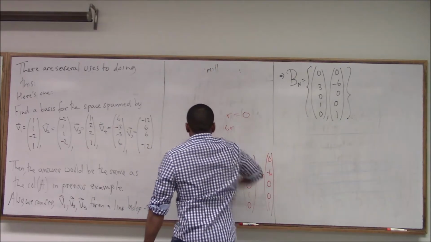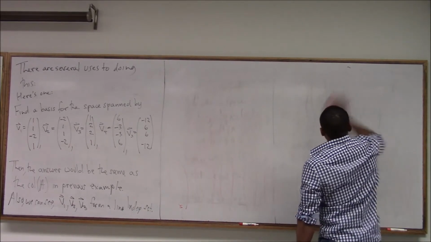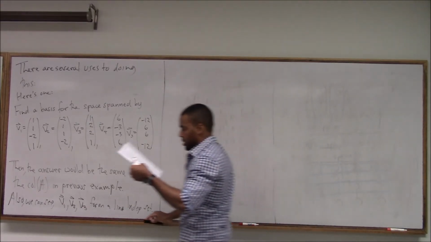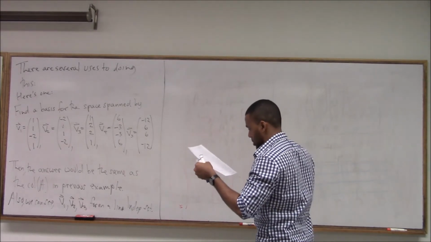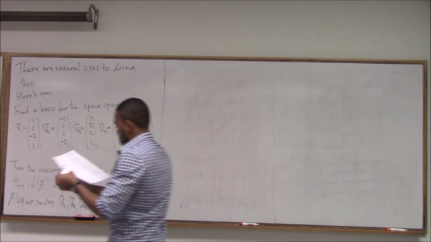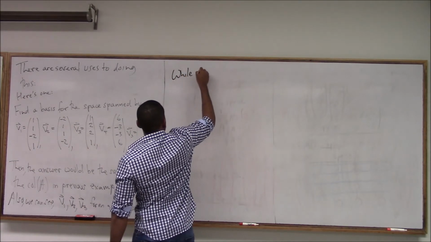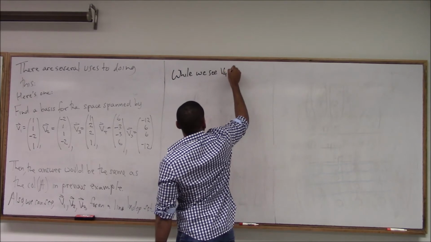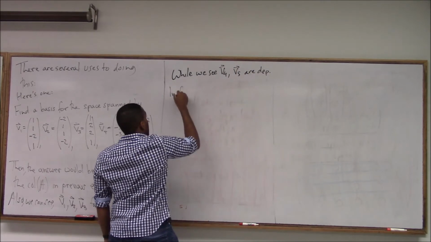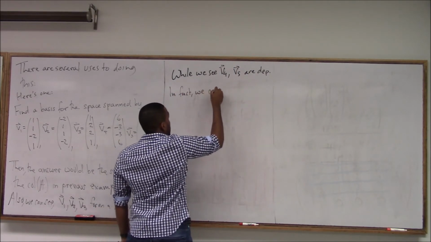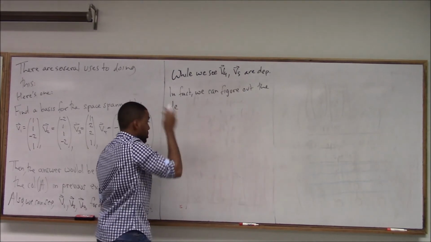In fact, we can know which, so while we see V4, V5 are dependent, in fact, we can figure out dependency relationships by looking at the reduced echelon form.